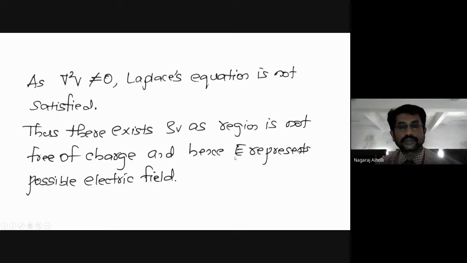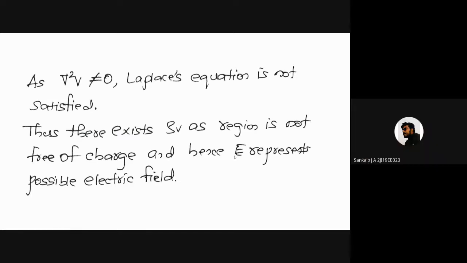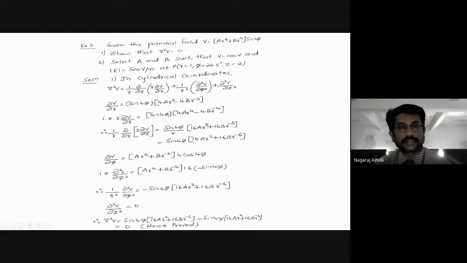I hope it is understood, students here. Is it understood, this numerical? Yes, sir. Go to the third example. Just try it out for homework.